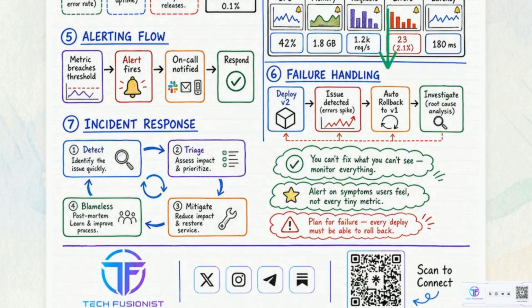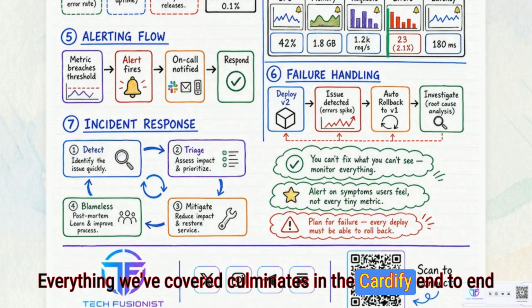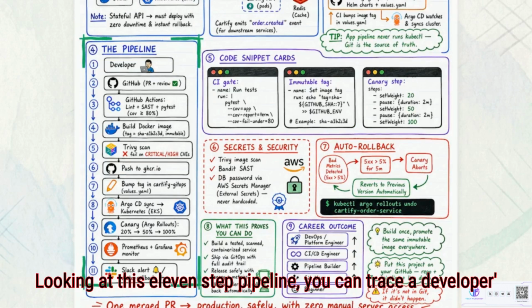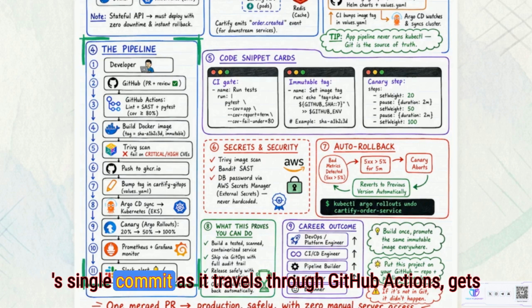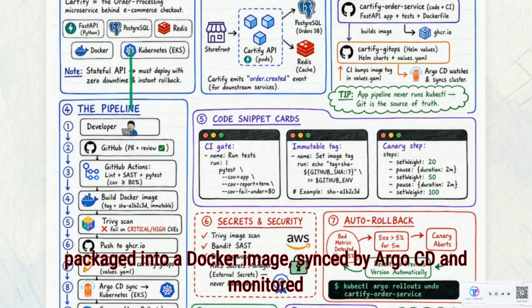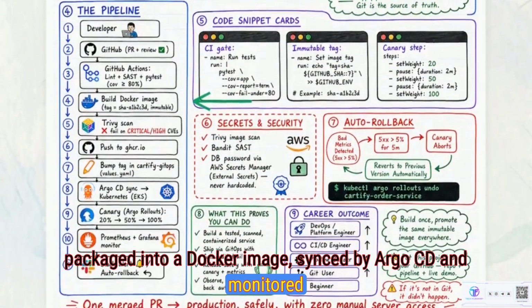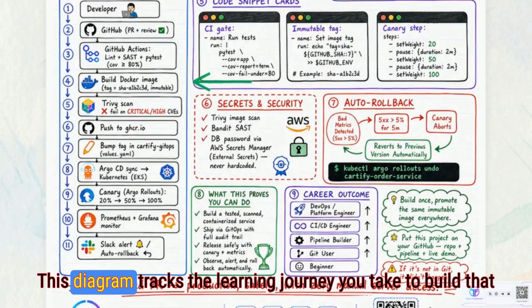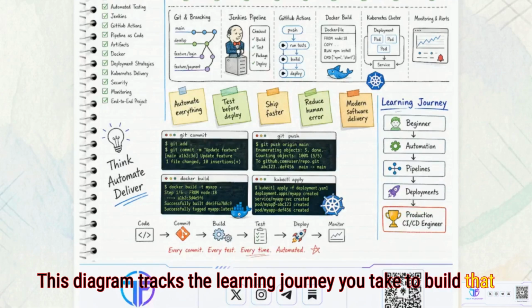Everything we've covered culminates in the Cartify end-to-end project. Looking at this 11-step pipeline, you can trace a developer's single commit as it travels through GitHub Actions, gets packaged into a Docker image, synced by Argo CD, and monitored by Prometheus. This diagram tracks the learning journey you take to build that pipeline.